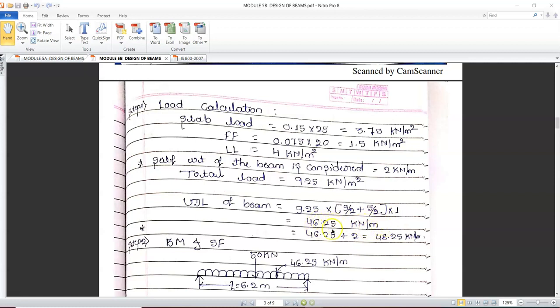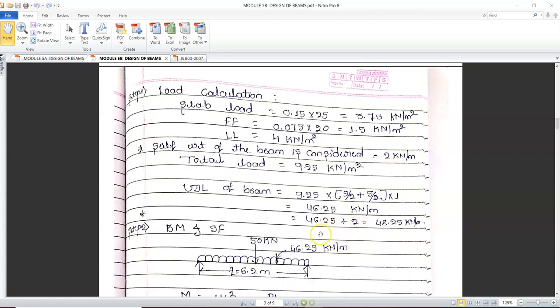This is the UDL, 46.25, plus 2 kilonewton per meter, which is the self weight. Now the total UDL on the beam becomes 46.25 plus 2, that is 48.25 kilonewton per meter.